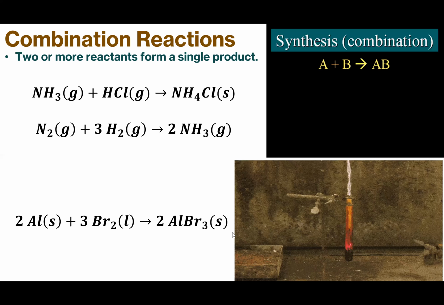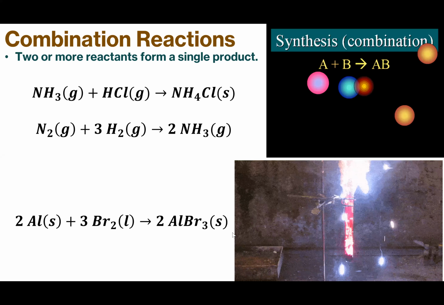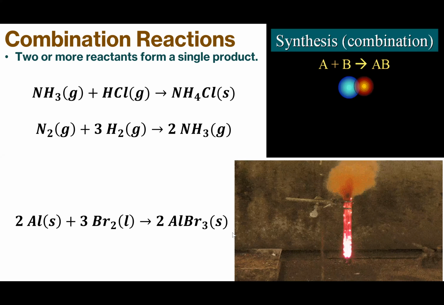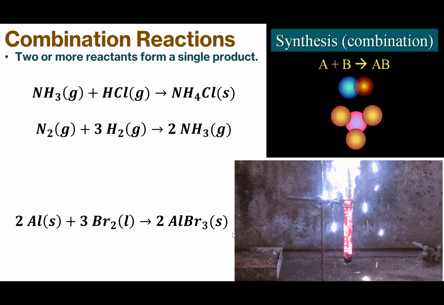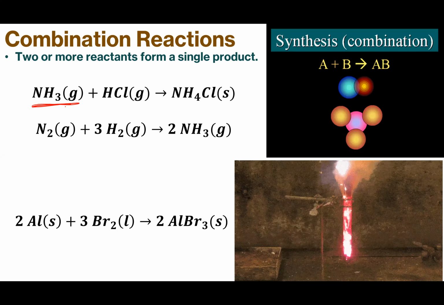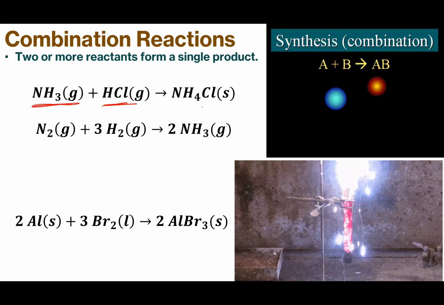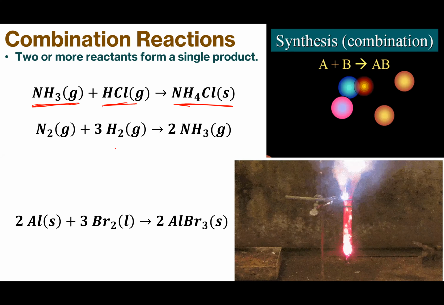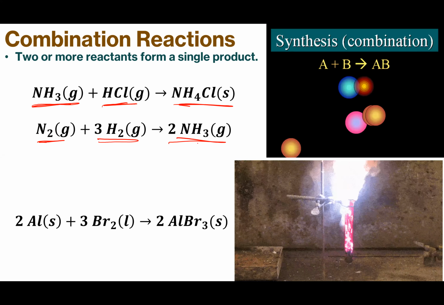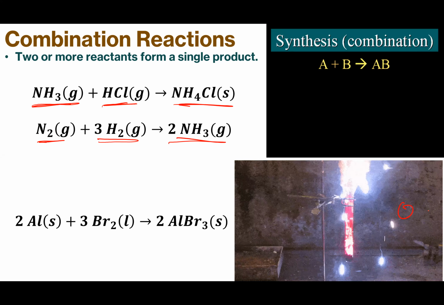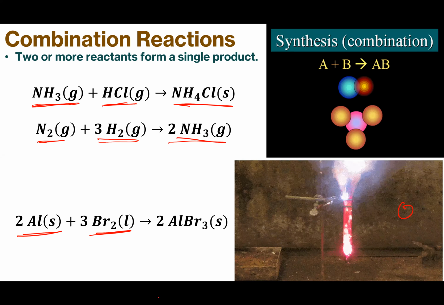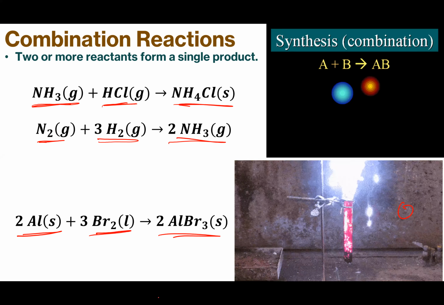All right. Combination reactions. Combination reactions are easy to spot because we're taking multiple reactants and literally combining them together into new things. So here we're taking ammonia and HCl and we've made ammonium chloride. Or we can take nitrogen and hydrogen and make ammonia. This is a great reaction down here because we can take aluminum and liquid bromine and we'll make aluminum bromide, which just writing it out doesn't look like it's super exciting.